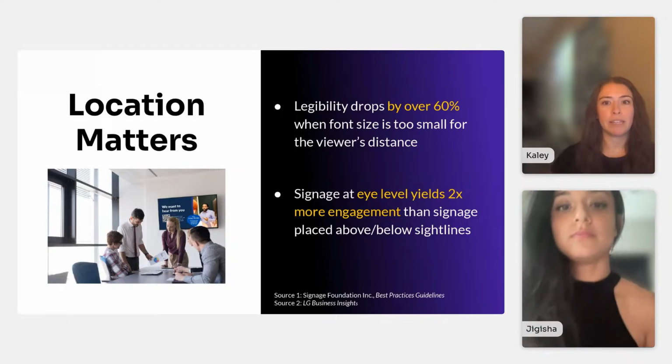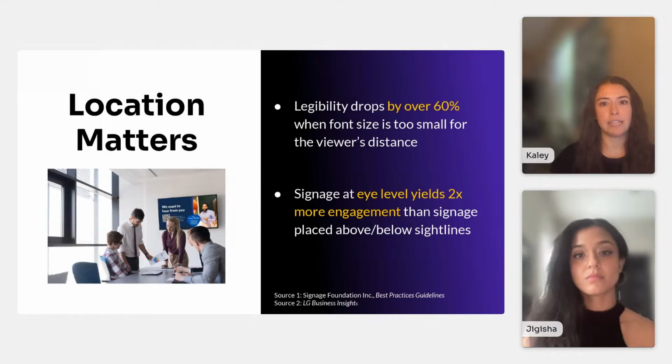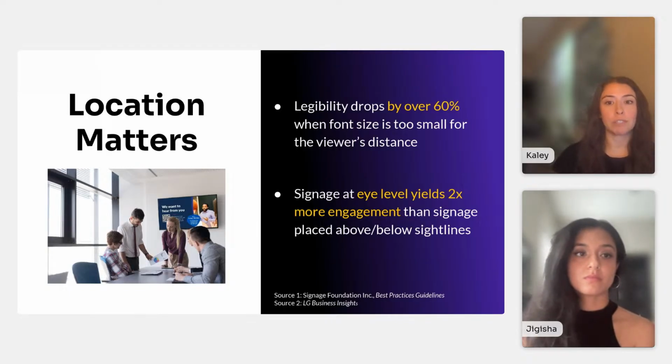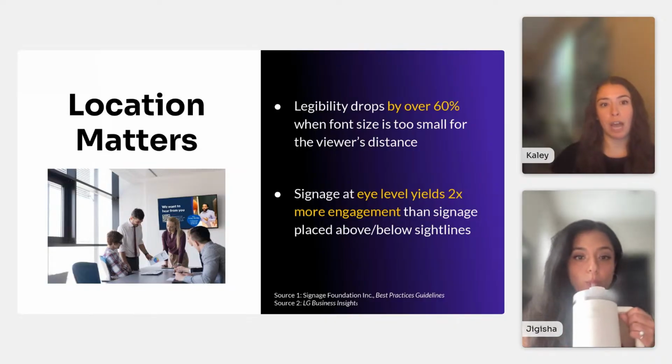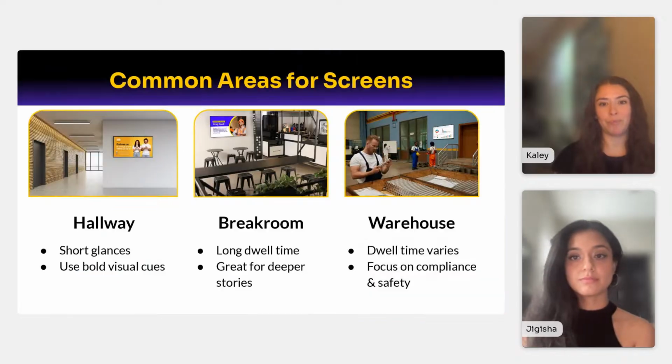Screens being visible and legible is paramount to ensuring the content is reaching your audience. Here are some stats to consider. Legibility drops by over 60% when font size is too small for the viewer's distance. Take that back to the key design principle Jigisha mentioned earlier about being visual. Additionally, signage at eye level yields 2 times more engagement than signage placed above or below sightlines. So as you can see, location does play a role.